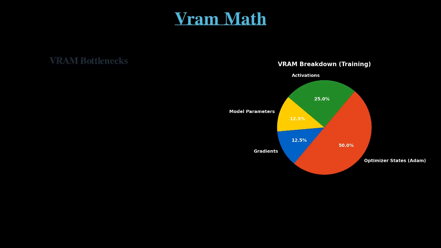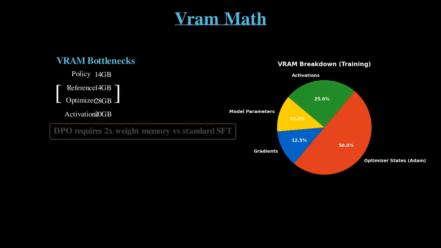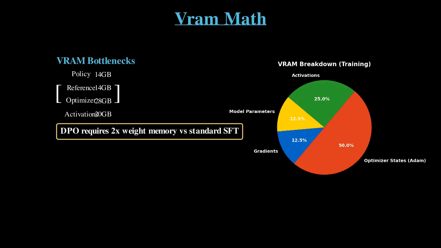VRAM is a massive bottleneck in DPO. Standard supervised fine-tuning requires holding the model weights, optimizer states, and gradients. DPO doubles the weight requirement because you must keep the reference model in memory to compute the base log probabilities. For a 7 billion parameter model in BF16, the model alone takes 14 gigabytes. The reference takes another 14. AdamW optimizer states take 28. Add activation memory for 2 sequences, and you easily exceed 80 gigabytes without optimization strategies.